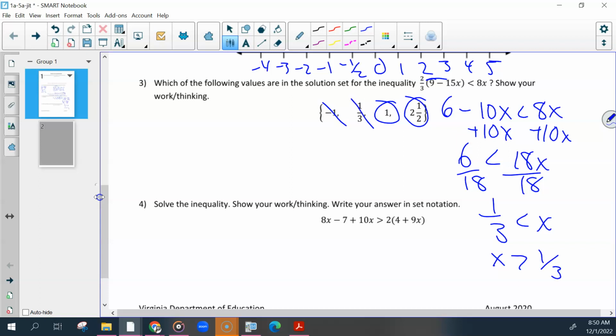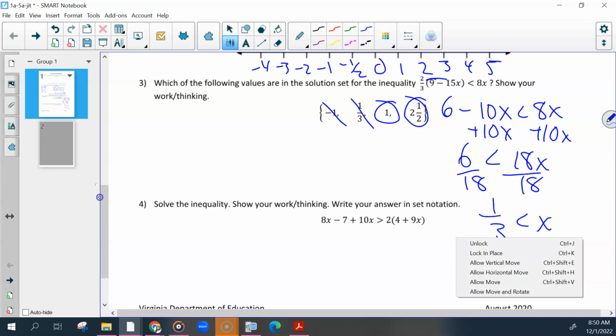For this one, I would say leave it as a fraction because this would be a repeating decimal. So unless you're going to put 0.33 like at least 7 times, just leave it as a fraction. If it was like 0.5, then that would be fine.